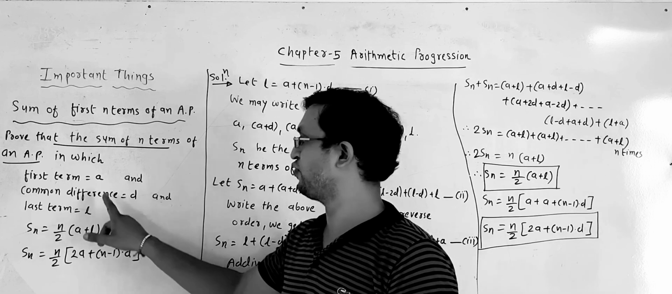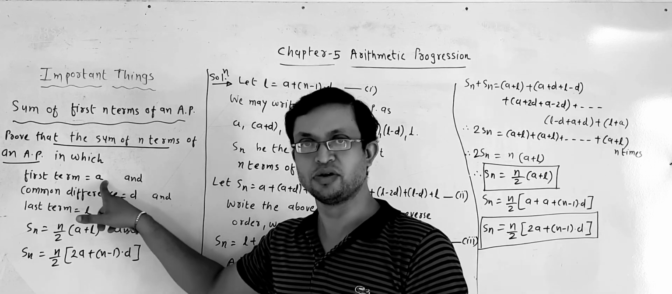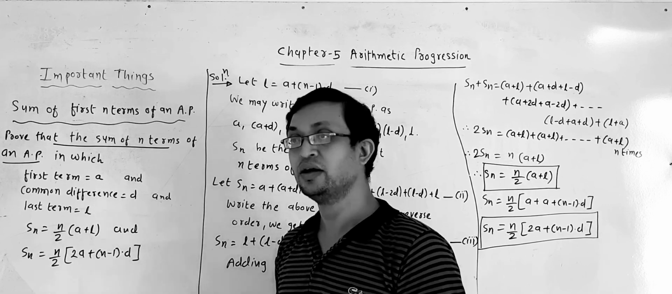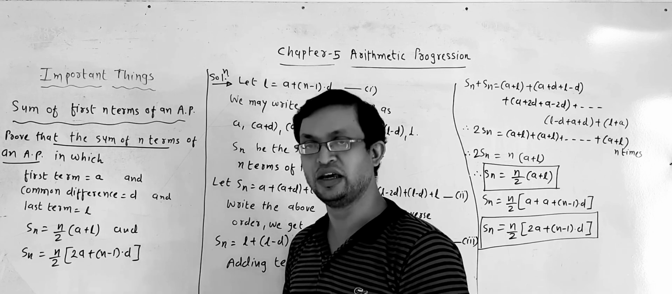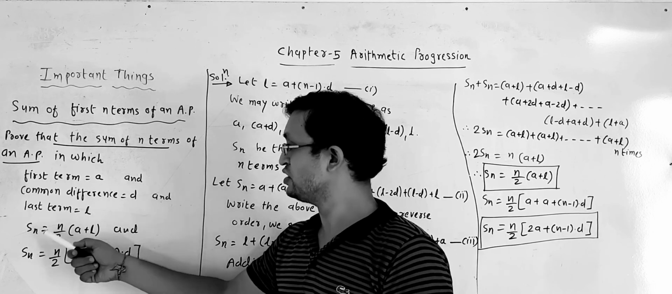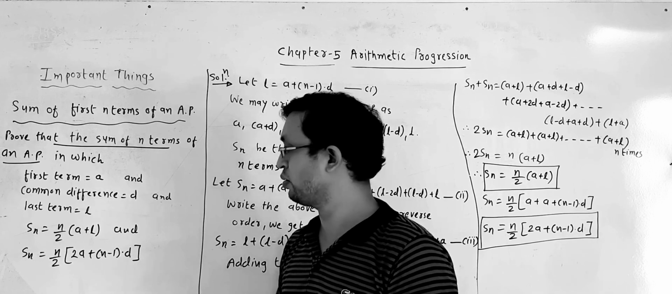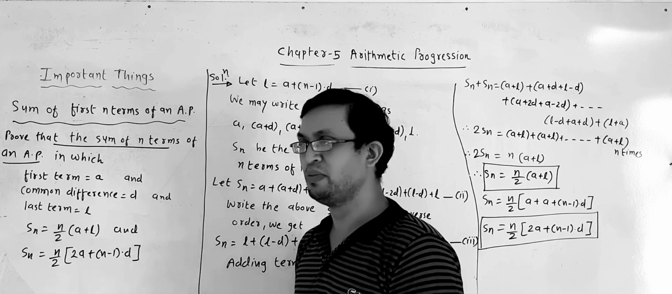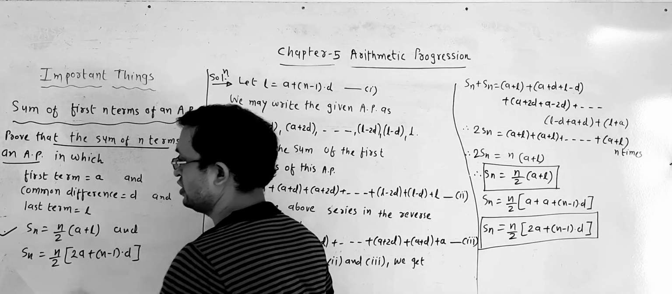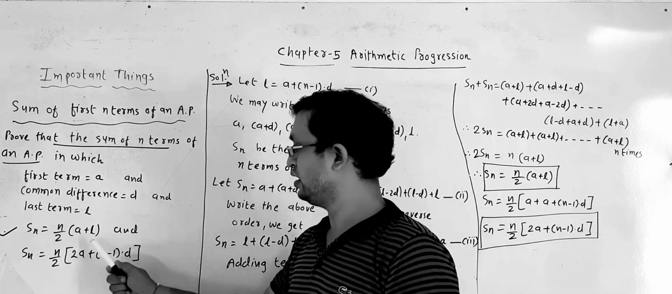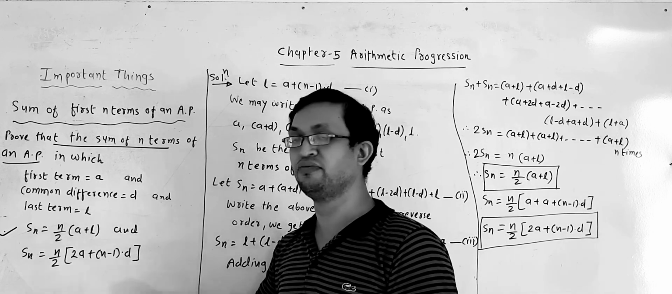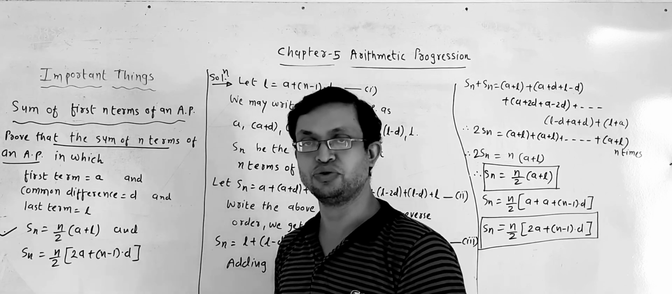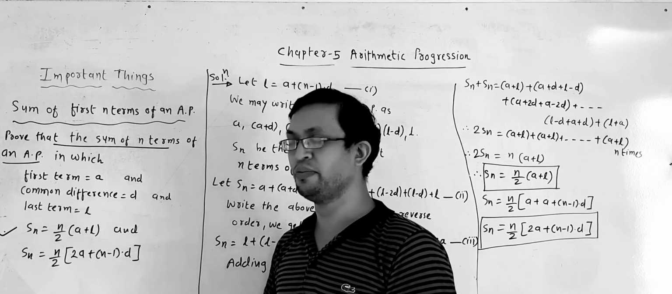Here you know that the first term is a, the common difference is equal to d, and the last term is called L, otherwise a_n. So the sum of n terms of an AP is Sn is equal to n by 2 into (a plus L), that means first term plus last term. You remember this formula: if the first term and last term are given, then you apply the formula Sn is equal to n by 2 (a plus L).